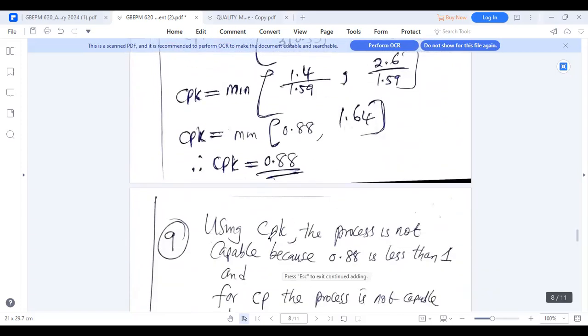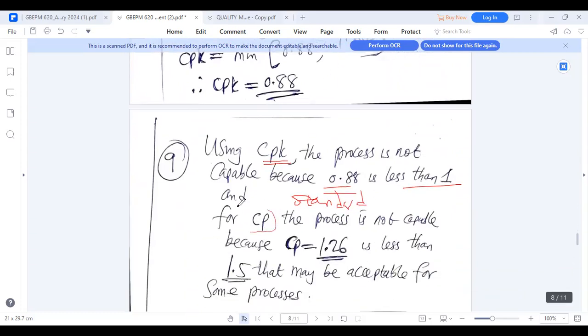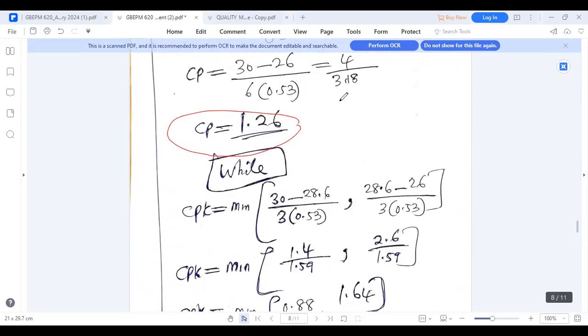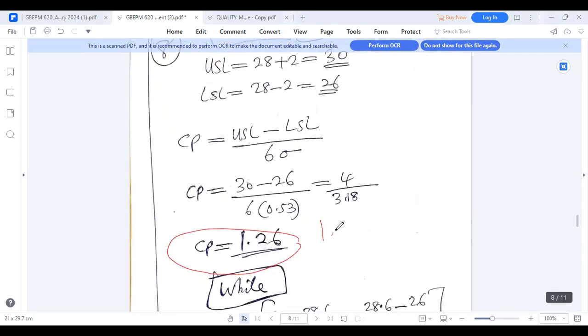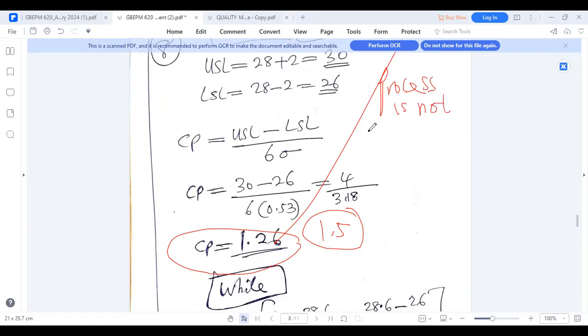Now using the CPK, the process is not capable because 0.88 is less than 1, which is a standard. Okay, so for the CP, the process is not capable because 1.26 is less than 1.5. The standard for this one should be 1.5. So this one, we simply say the process is not capable.